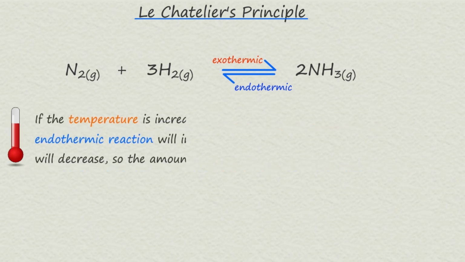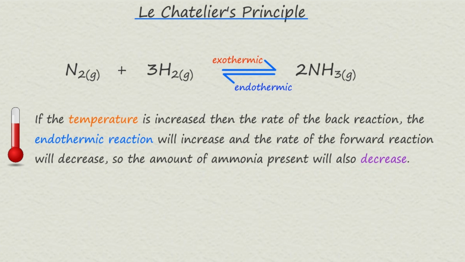So what would happen if we increase the temperature of this reaction mixture? Well, according to Le Chatelier's principle, the reacting chemicals or the system will try to oppose or minimize the increase in temperature. The only way to do this would be to increase the rate of the back reaction. That is the endothermic reaction, which, as you may recall, is a reaction that takes in heat energy from the surroundings. This means that the amount of ammonia present in the equilibrium mixture will decrease. This is the exact opposite of what we would like. So increasing the temperature will reduce the amount of ammonia present.